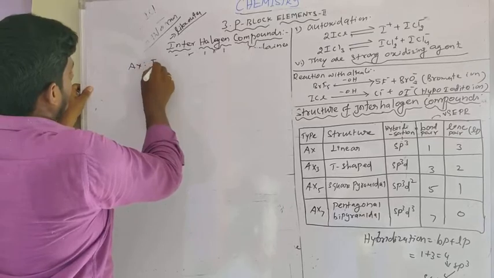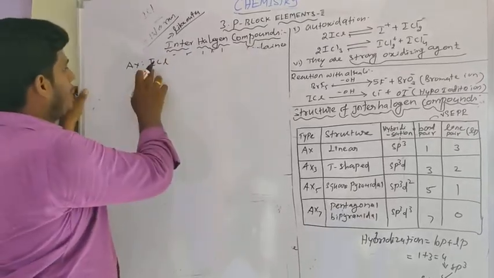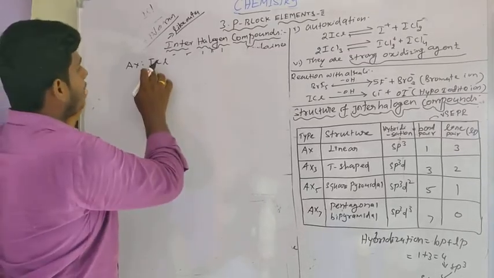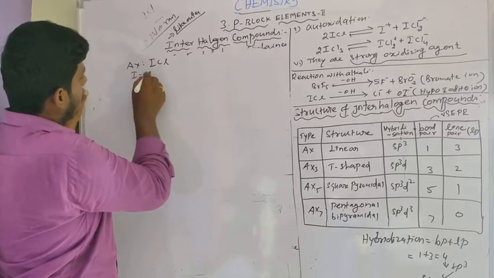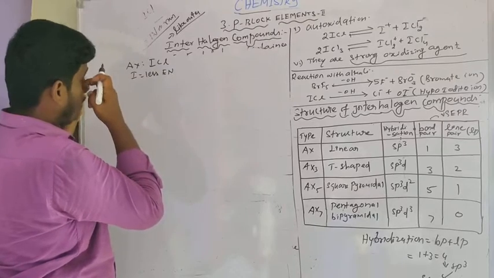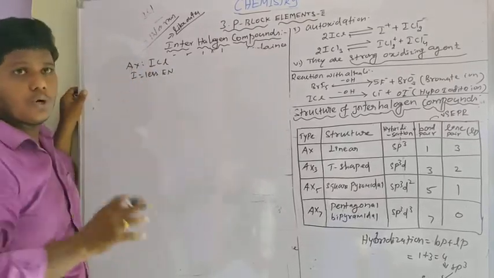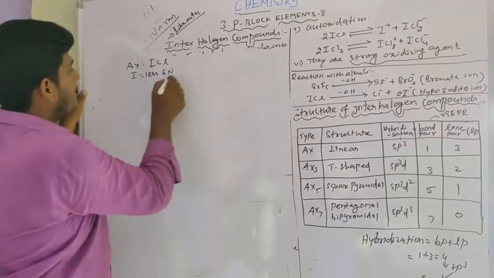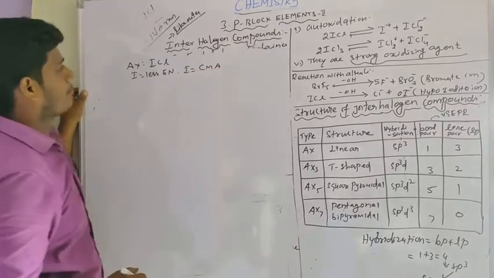For example, ICl. Iodine and chlorine. You compare these two atoms. Iodine has less electronegativity compared to chlorine, and it also has a bigger size. Chlorine is a small size. So iodine acts as the central metal atom.